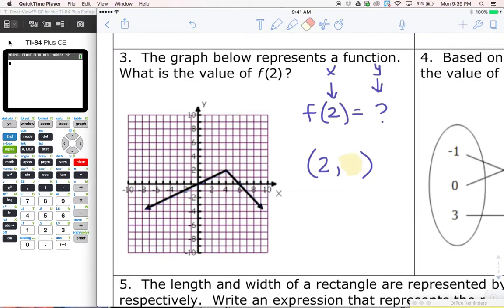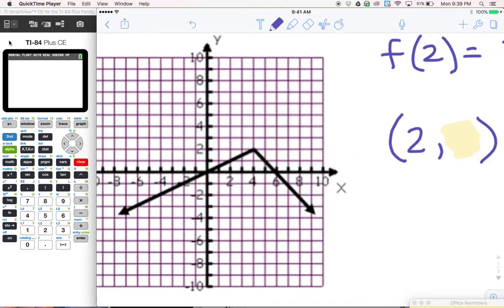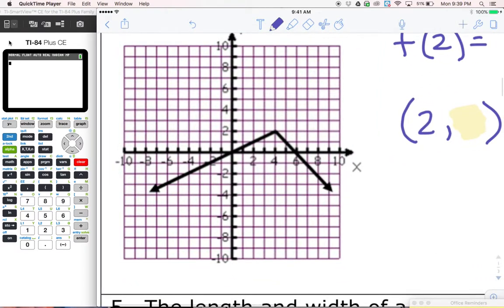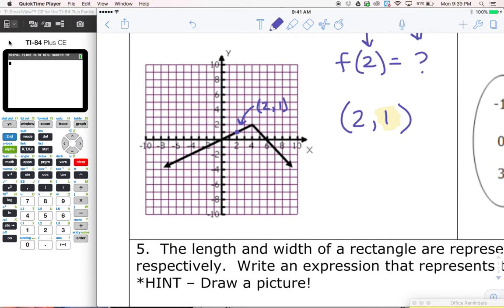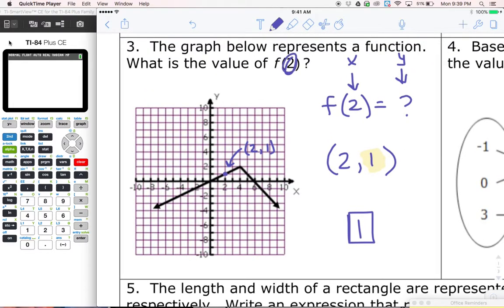Well, that would be right here. What's the coordinate of this point? That would be 2 comma, in this case, 1. So the number that we were missing is just that number 1. That's all you got to do, right? They're going to give you an x value. Your job is to find the y value that goes with it.